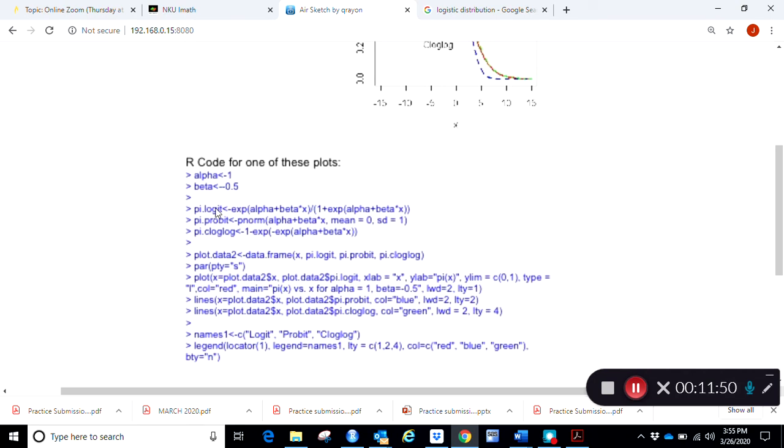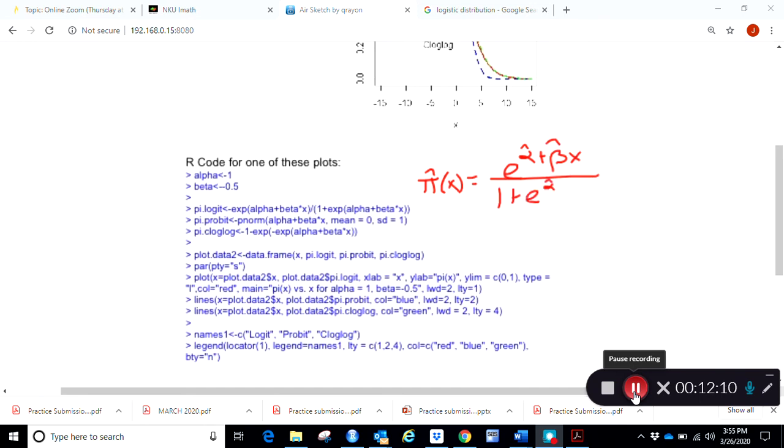Now it's been a little while since we looked at the logit. So recall for the logit, when I wanted to find my pi hat of x, we had e to the alpha hat plus beta hat x over 1 plus e to the alpha hat plus beta hat x. That's what I'm typing out here, except right now I truly know alpha and beta, so they don't have the hats on them. So that's what that pi logit is doing.